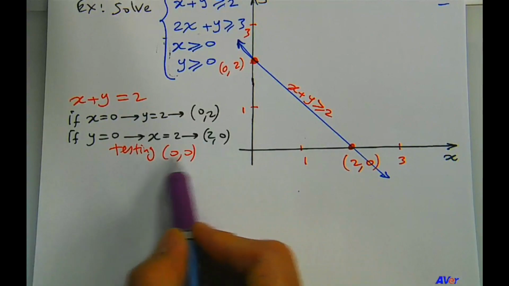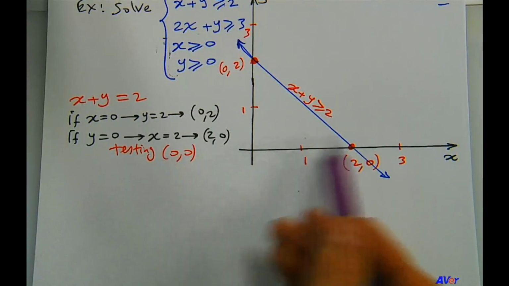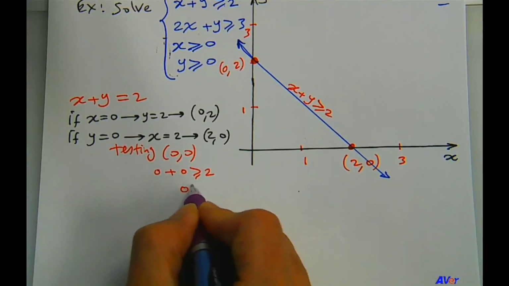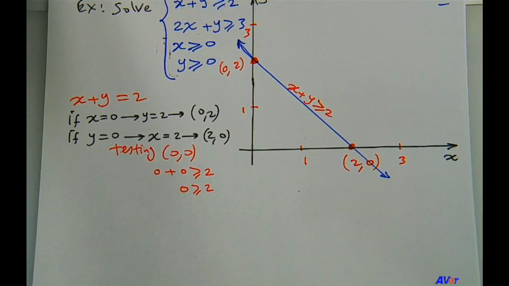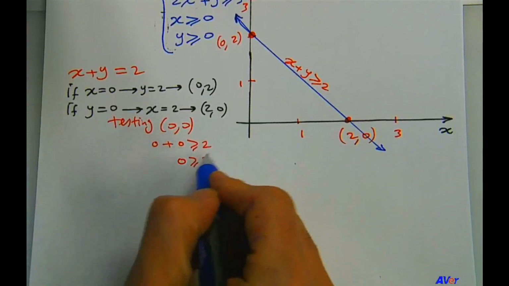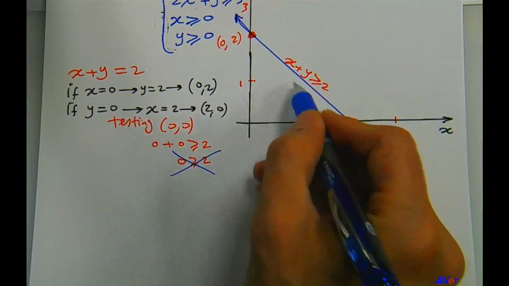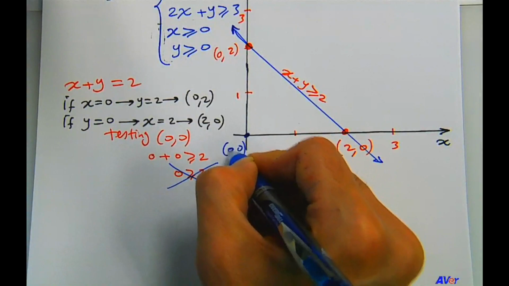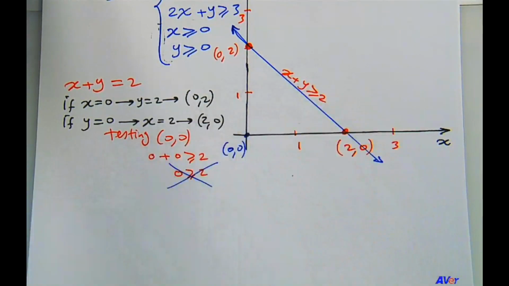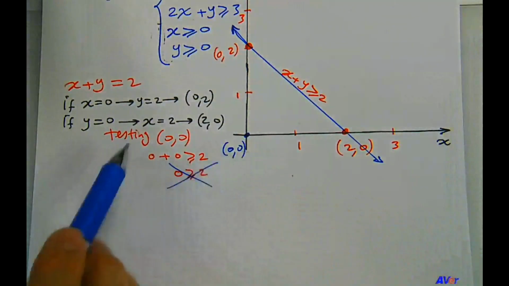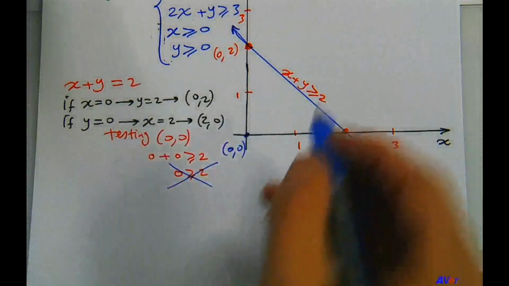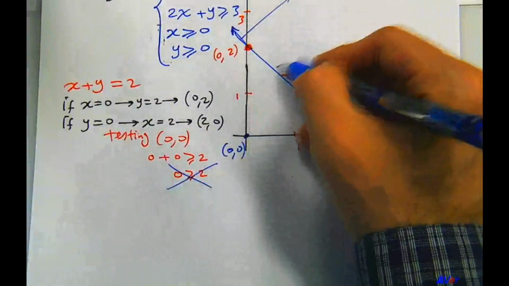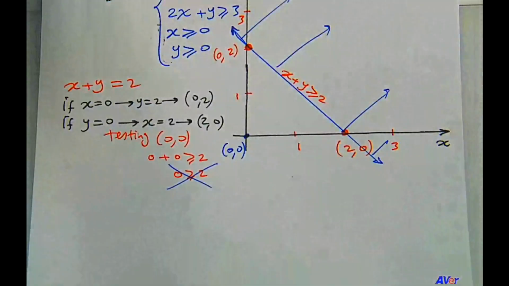So in this case, the origin helps us establish that. So 0 plus 0 greater than or equal to 2, 0 greater than or equal to 2. Does that make sense? Absolutely not. So the side where the test point is located, which is this side, is not the solution, because it did not check out in the inequality. So the other side must be the solution. That side is the solution, right?